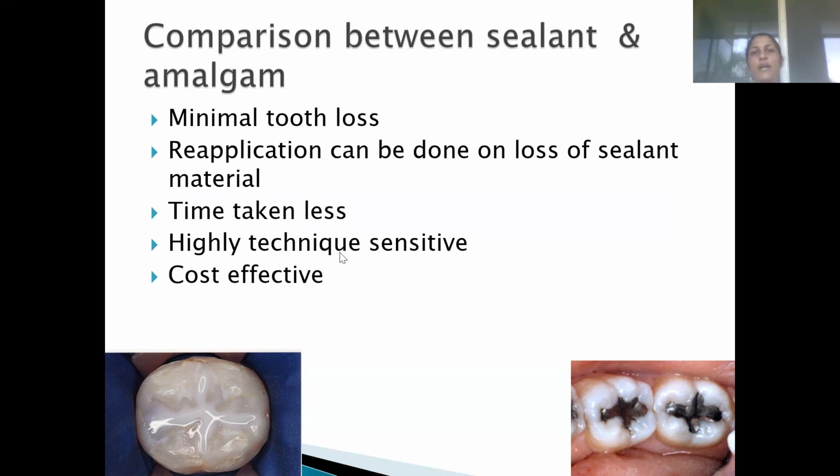Now, coming to the comparison between sealant and amalgam, it's one of the methods of minimally invasive dentistry. That is, there is minimal tooth loss. There is no need of cutting, no need of enamel cutting. Reapplication can be done on loss of sealant material, unlike amalgam, where we again have to modify the cavity. Time taken is less, but it is highly technique sensitive because utmost moisture control has to be done, and it is cost effective too.